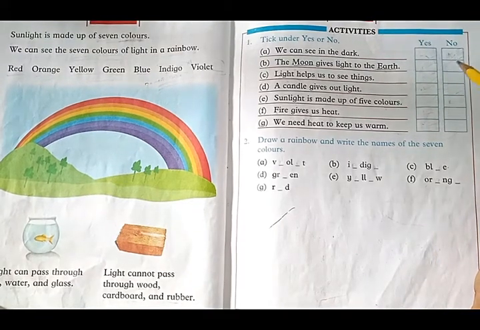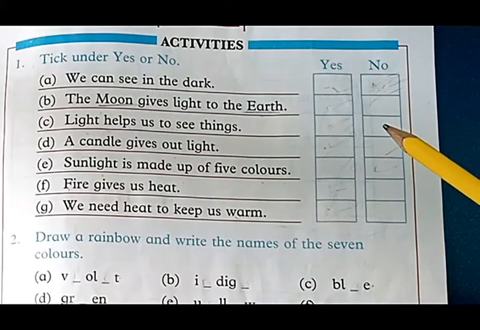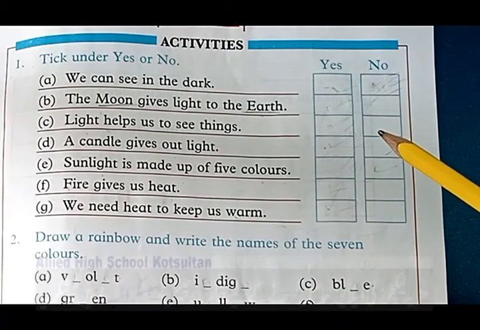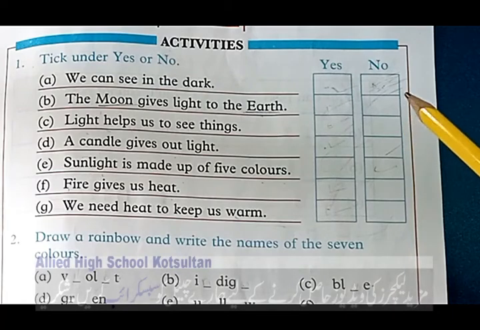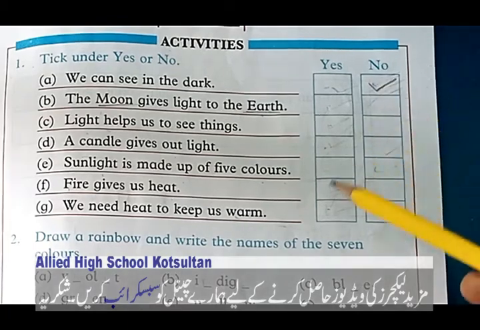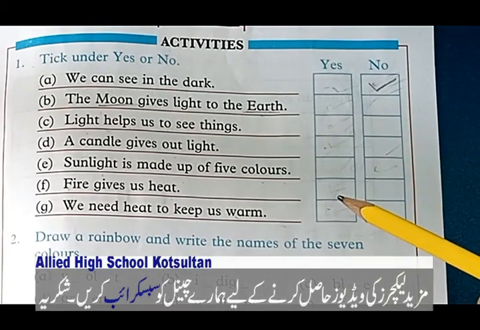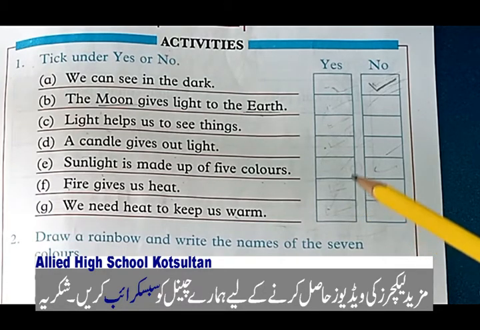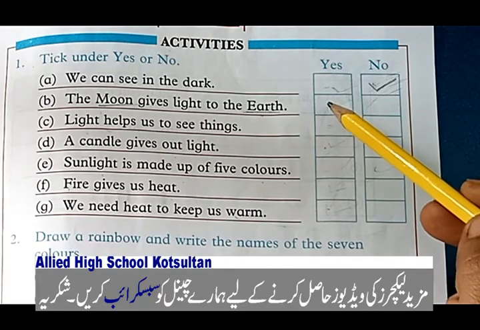Alright, the first statement is about we can see in the dark. Yes or no? Can we see in the dark? No, we cannot see in the dark. Alright, statement B is the moon gives light to the earth. Does it give light to the earth? Yes, it does give light to the earth.